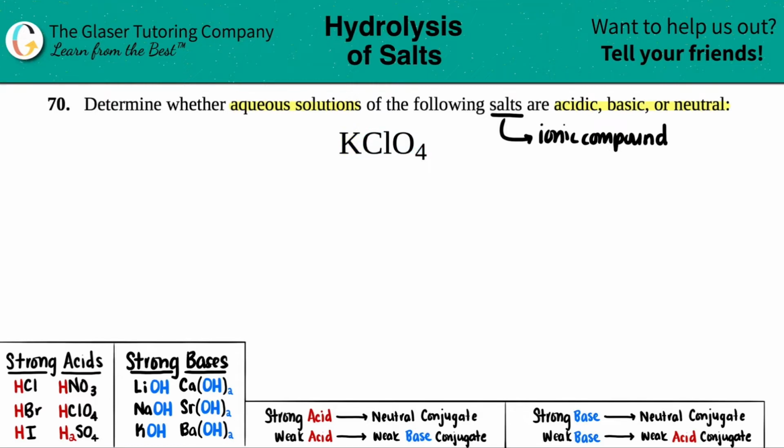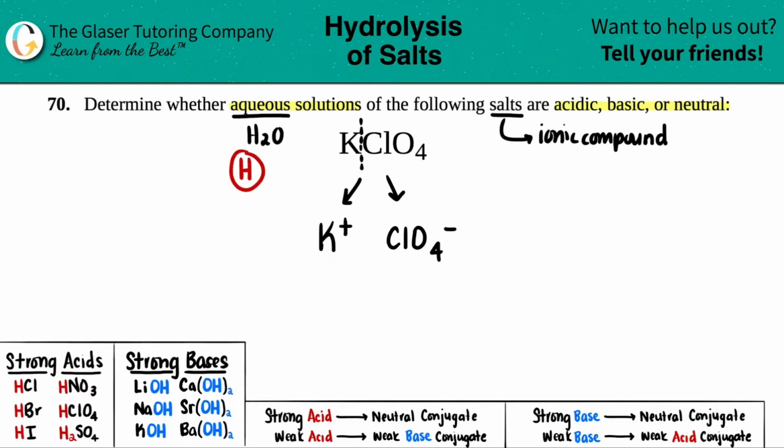So let's just split them into its two ions. The break is right between the metal and then the polyatomic. So in this case, it would be K plus and ClO4 minus. Now the next part to figure out this answer is to just know that we're always going to be dealing with aqueous solutions, which means that water is going to be involved. And water, just remember that it has one hydronium, so H, and then one hydroxide, which is OH.